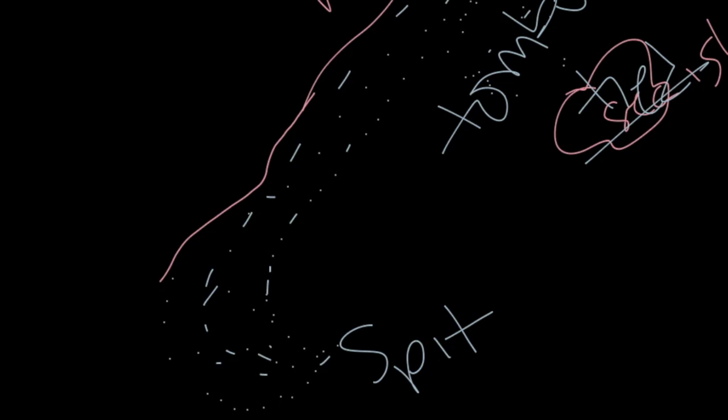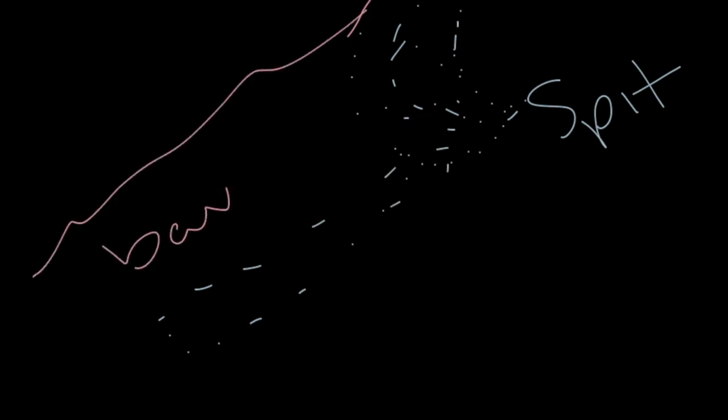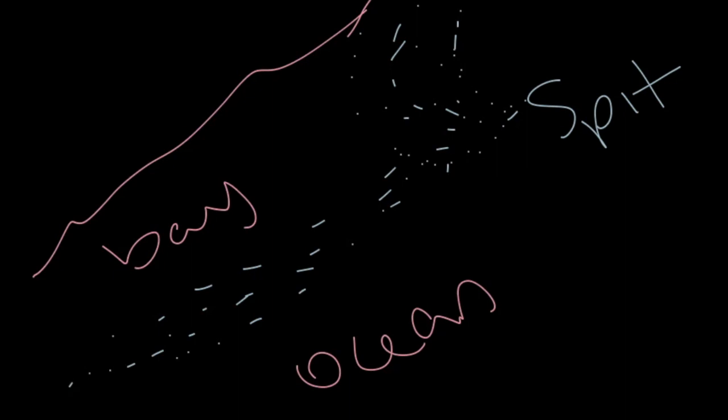If the spit becomes big enough to close off, this is still the mainland over here, this bay area or a lagoon from the ocean, kind of blocking it off entirely, we refer to that as a baymouth bar.